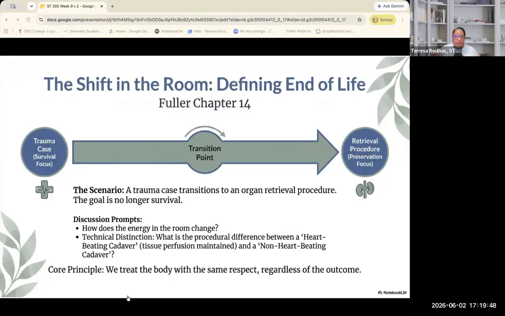A trauma case begins with a survival focus. Every movement is urgent, every decision is fast. And then sometimes the focus shifts. A couple years ago, we were in the operating room.